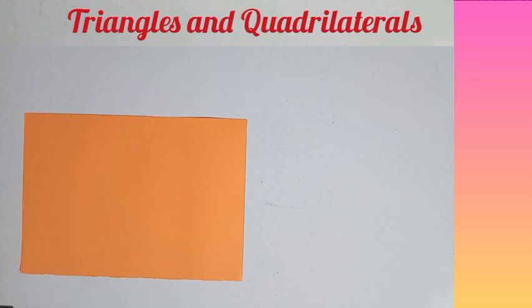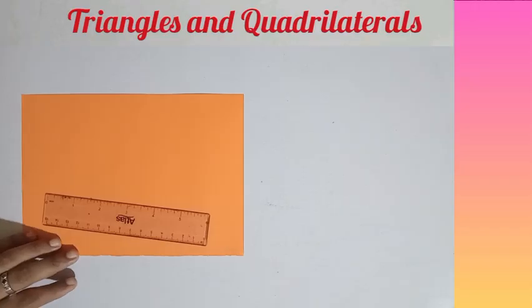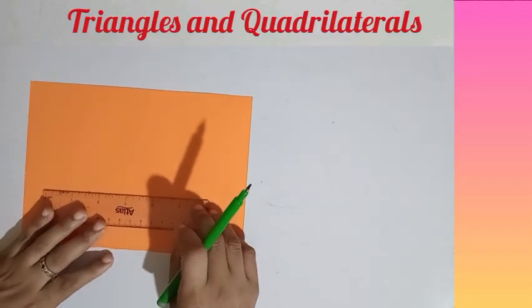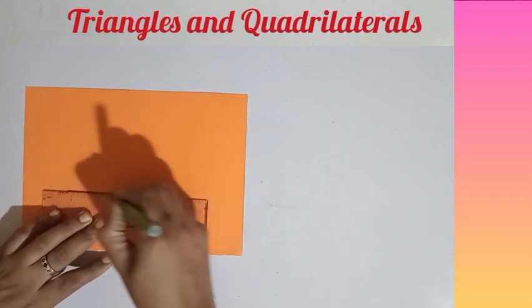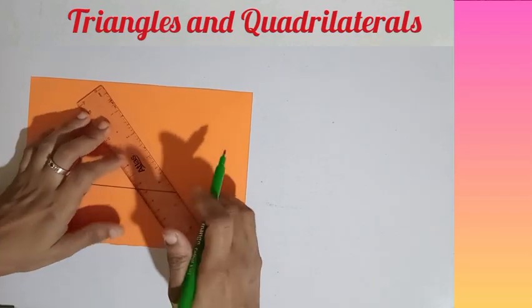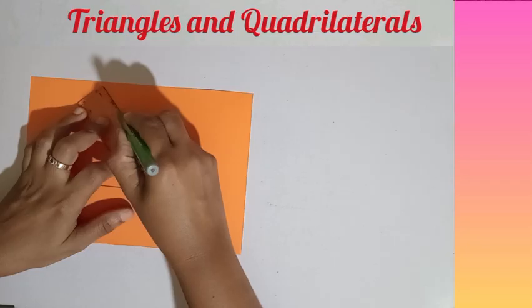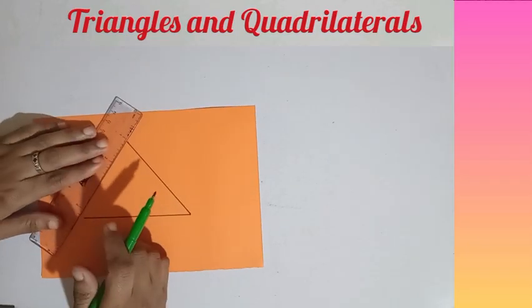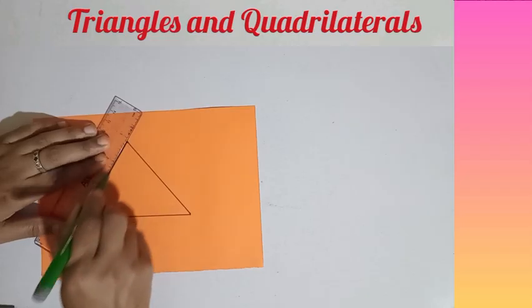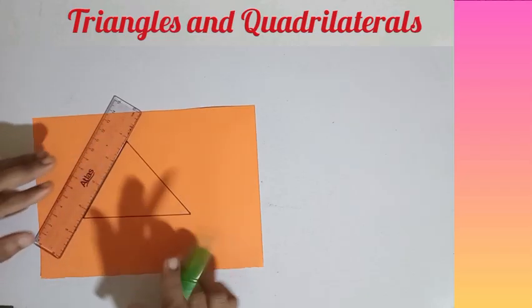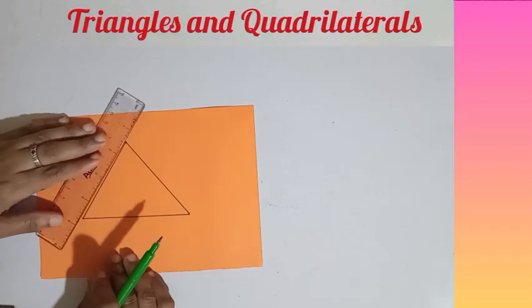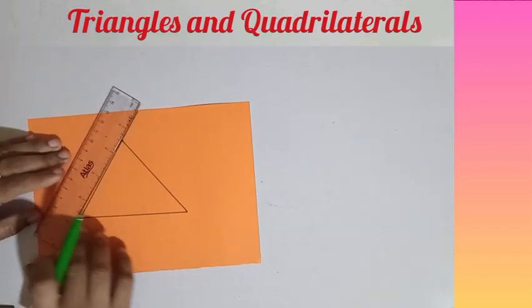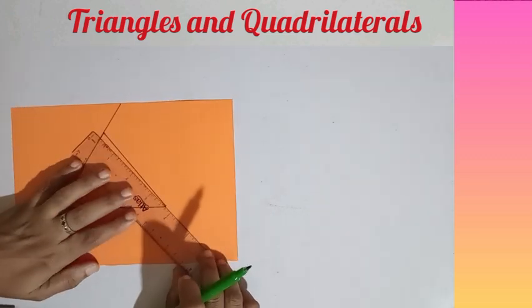I'll draw a triangle first. By using the straight edge, I am going to draw a triangle. This is the triangle. Then let's mark three exterior angles by producing three sides in this triangle.